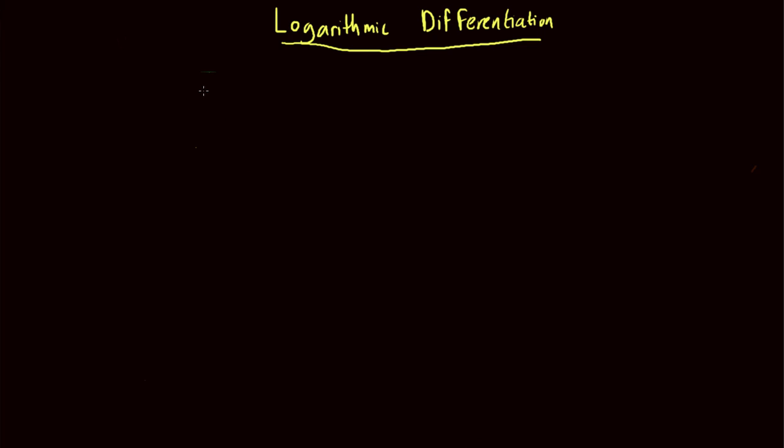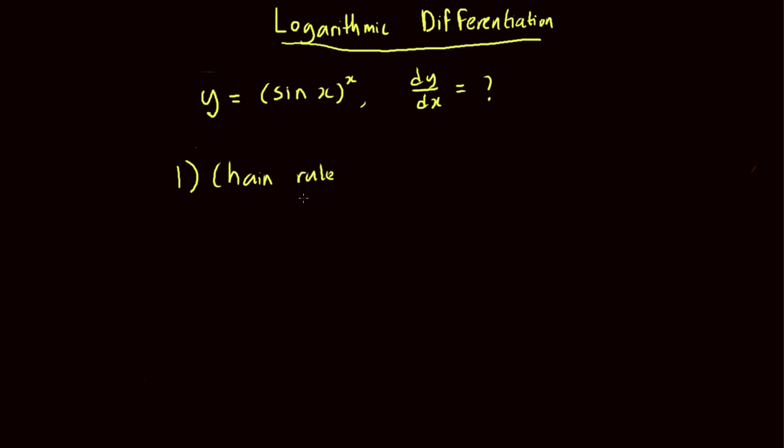So let's say we have a function here, y equals sine x to the power of x, and the question wants you to find dy/dx. How are you going to find dy/dx? You might tell me, why not use the chain rule? That might work, so let's give it a try and see how it works.